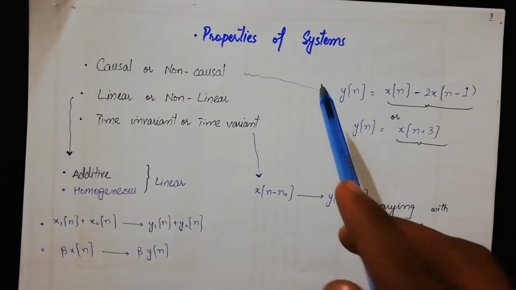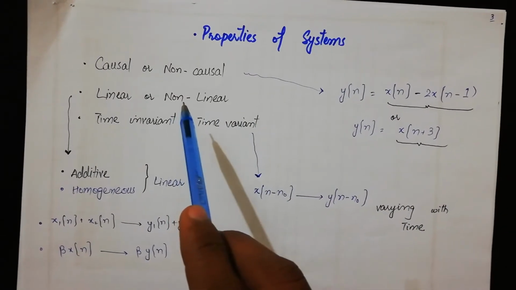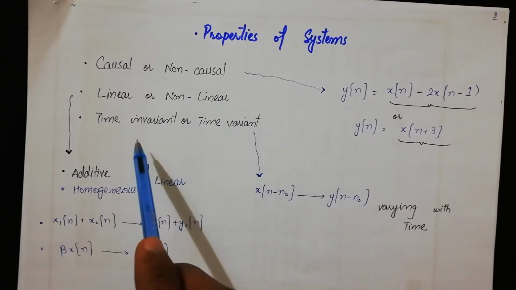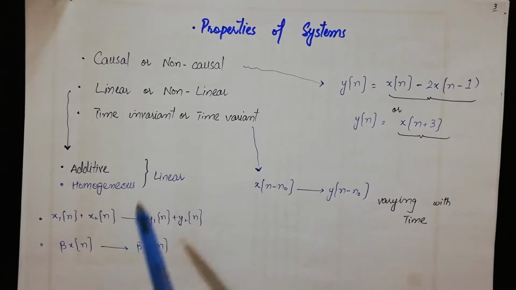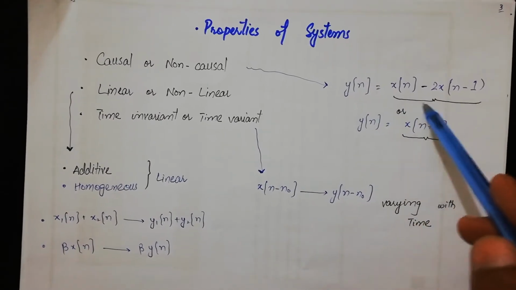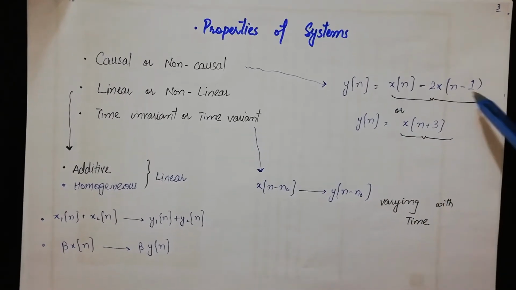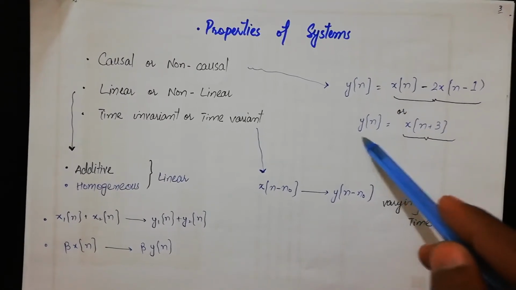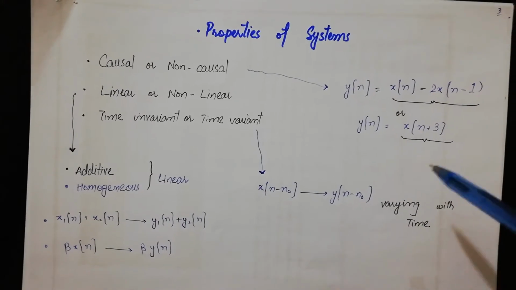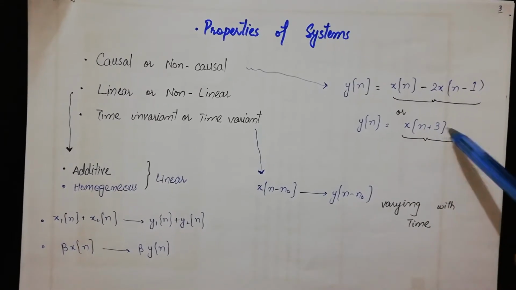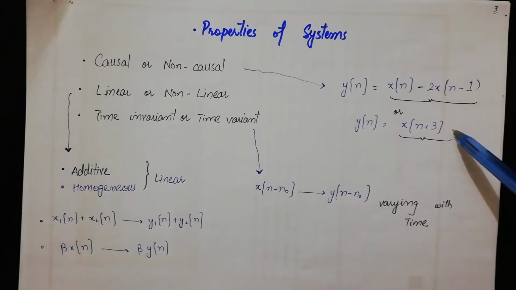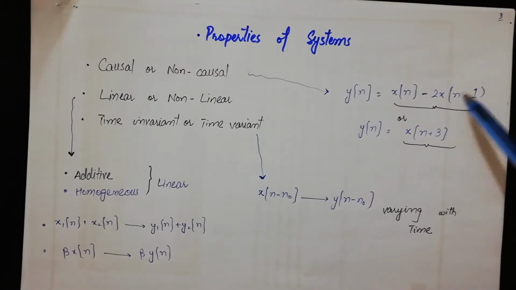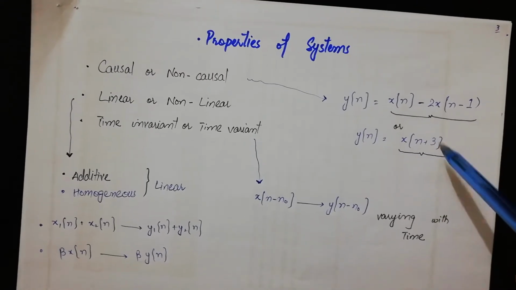Then come properties of systems. We have three basic properties: causal or non-causal, linear or non-linear, time invariant or time variant systems. In causal systems, we take the present and past values. If we have any future value in our output function or a given function, then it is called a non-causal function. For example, here we can see x[n+3] is a future value, so it is a non-causal system. But when we have present or past values, then it is a causal system, otherwise non-causal.